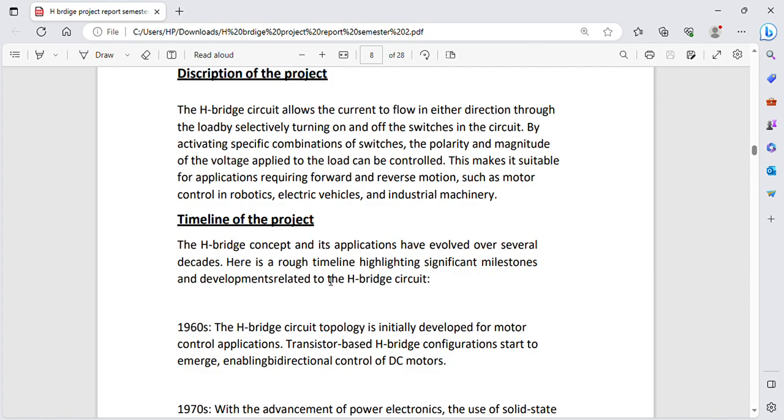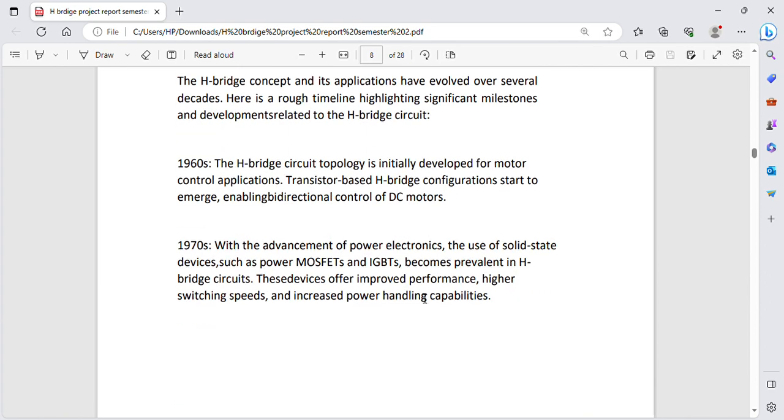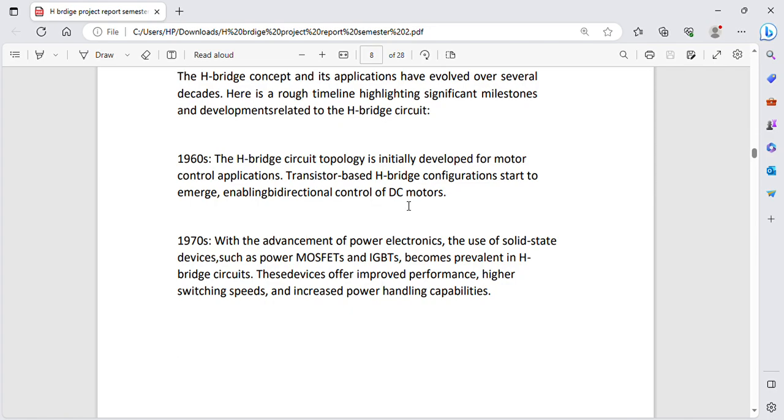The H-bridge concept and its application have evolved over several decades. Here is a rough timeline highlighting significant milestones and developments related to the H-bridge circuit. Moving to the 1960s, the H-bridge circuit topology was initially developed for motor control applications, and transistor-based H-bridge configurations started to enable the next development of motor H-bridges in the 1970s.